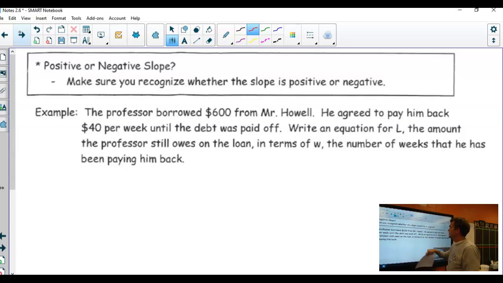An example, the professor borrowed $600 from Mr. Howell. He agreed to pay him back. Does anybody know who the professor and Mr. Howell are? I'm just telling you, if you know, you can tell me in class.